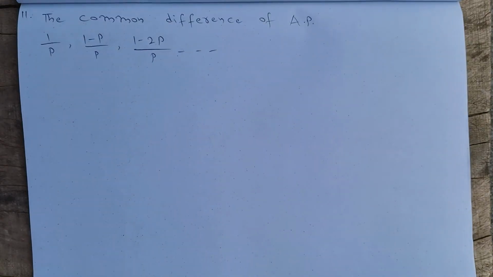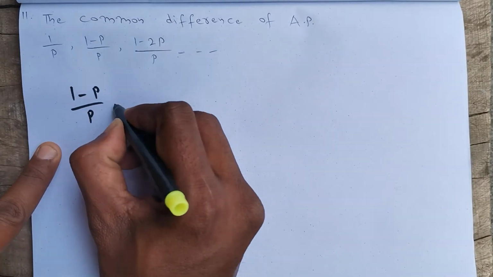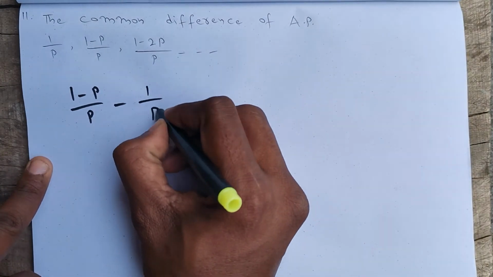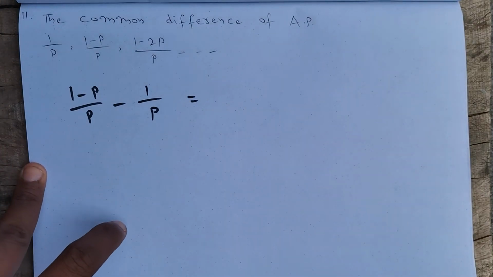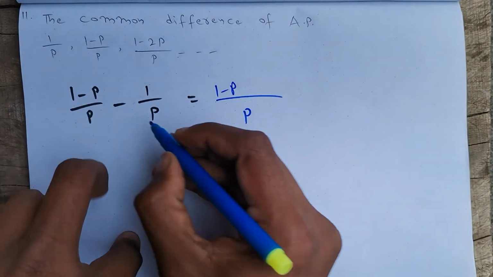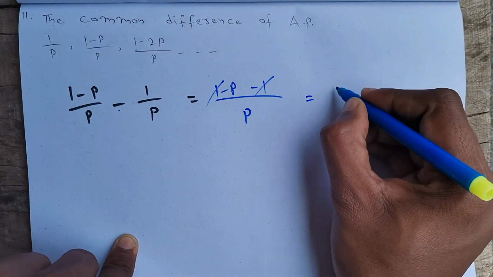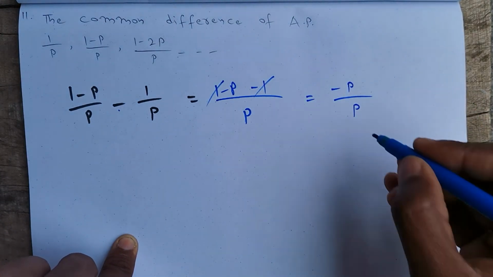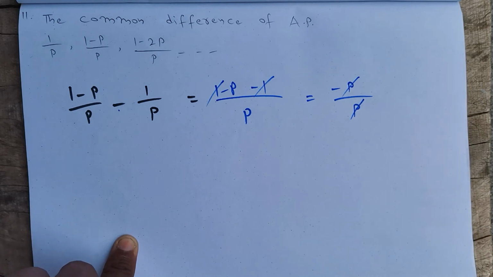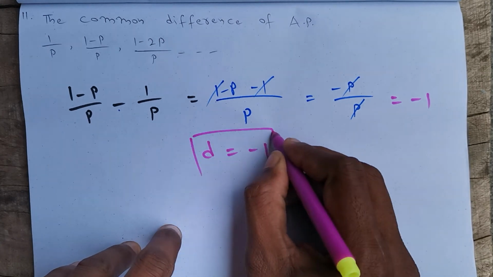Question number 11. The common difference of the AP. How we will find the difference: second term minus first term. Here the second term is (1 minus p) divided by p, minus the first term 1 by p. Both the denominators are the same, so write it once, then subtract the numerators. 1 minus p minus 1. Here plus 1 minus 1 both get cancelled, then we remain with minus p divided by p. p also gets cancelled, then we remain with minus 1. So the common difference of the given AP is minus 1.